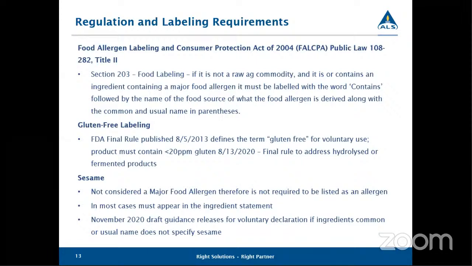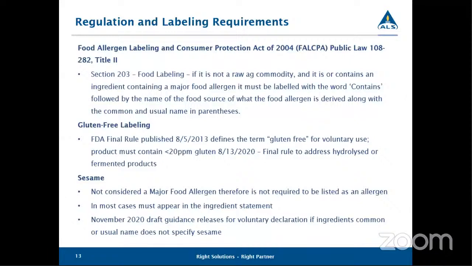So if it is not a raw ag commodity and it contains one of those food allergens, it must be labeled with the word contains, followed by the name of that food, along with the common and usual name so that the consumer can recognize that it's present in the product. There is also a final rule for gluten-free labeling. It is voluntary, but if your product meets the requirements of having less than 20 ppm gluten, there is guidance on how to declare that on your label in order to claim that.